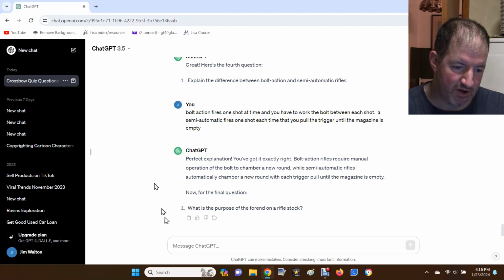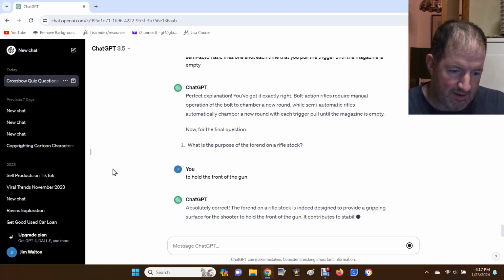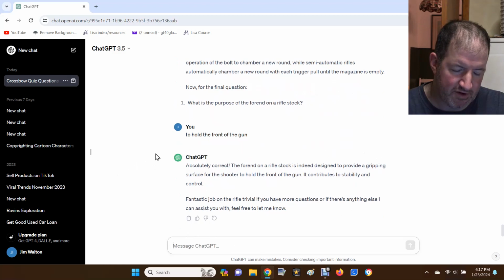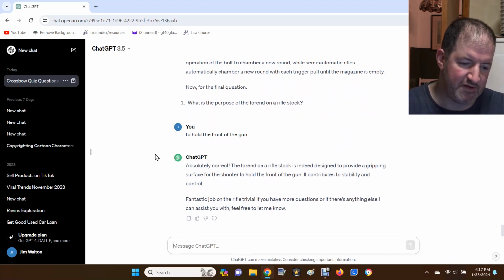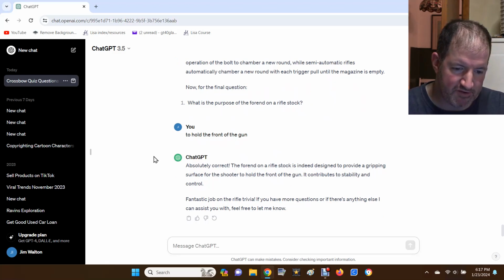Now for the final question. What is the purpose of the forend on a rifle stock? To hold the front of the gun. Absolutely correct. The forend on a rifle stock is indeed designed to provide a gripping surface for the shooter to hold the front of the gun. It contributes to stability and control. Fantastic job on rifle trivia.